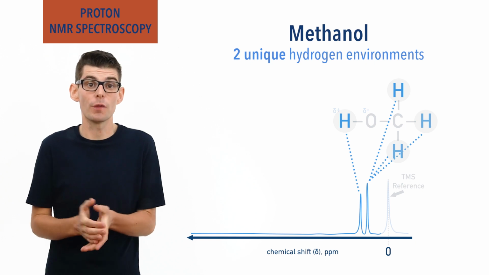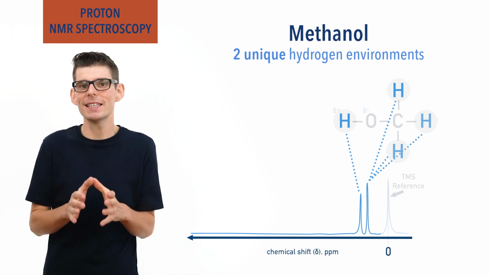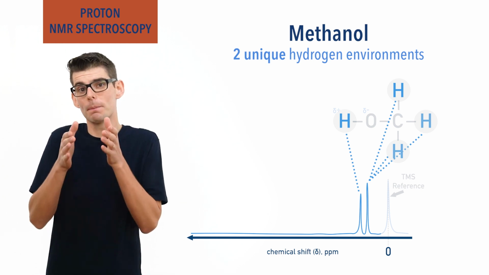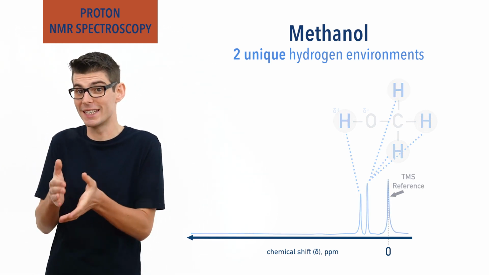When shown on a graph or spectra, we can easily see how the two absorptions for each hydrogen or proton environment in methanol compare to that of the hydrogen protons in TMS.